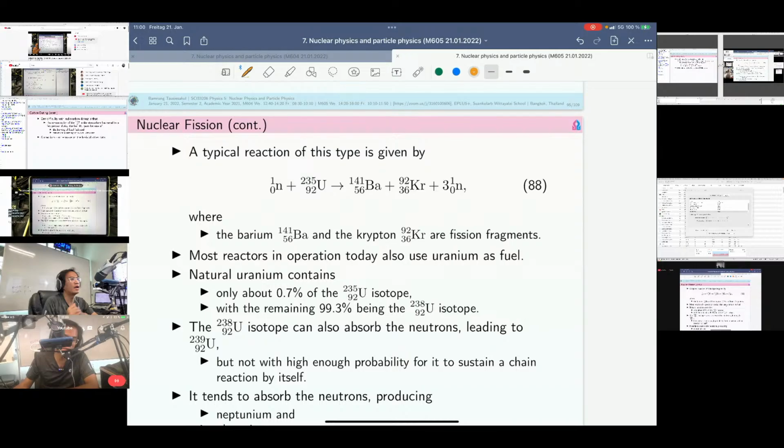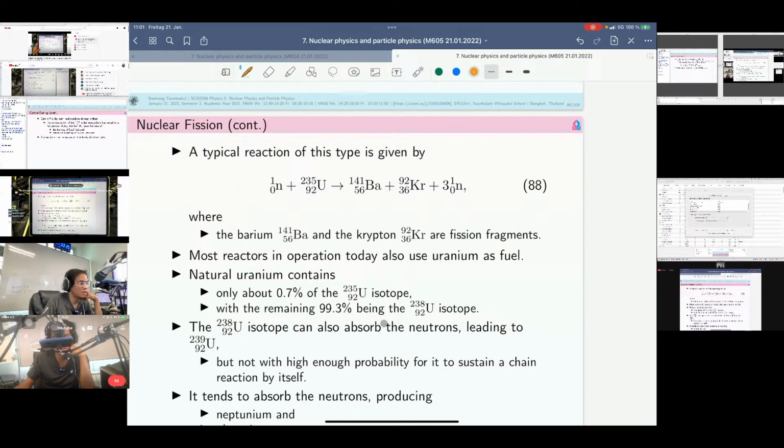Natural uranium contains 0.7% uranium-235. Uranium-235 exists in nature at only 0.7%, which is a very tiny portion, less than 1%. And the remaining 99.3% is the uranium-238 isotope. So what could we do? But the one that is useful in nuclear fission is this one, which is a rare isotope of natural uranium.